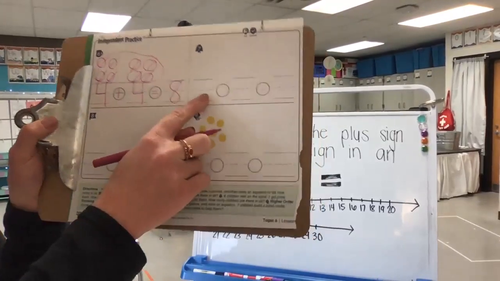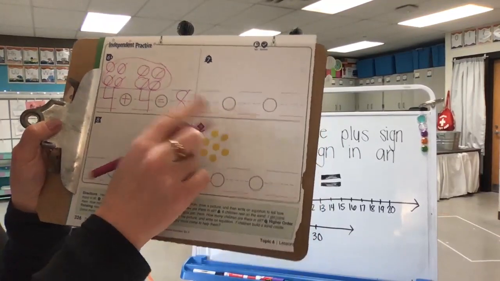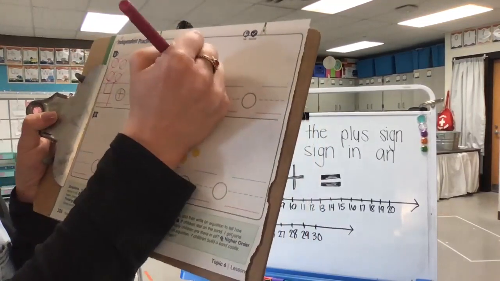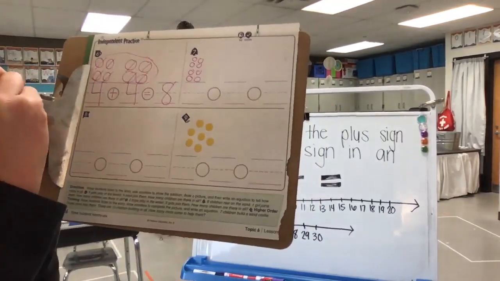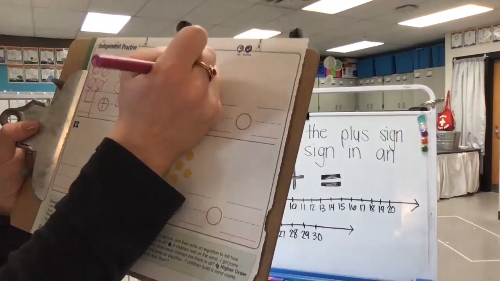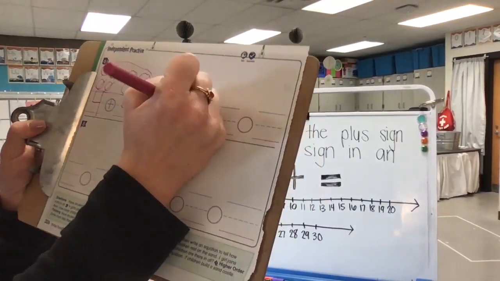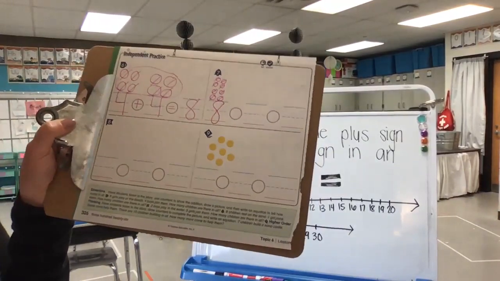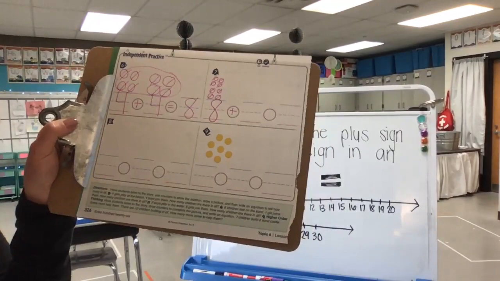So above the first line, we need to draw how many circles? 8. Ooh, let's draw small. 1, 2, 3, 4, 5, 6, 7, 8. Let's mark them out to make sure we have 8. 1, 2, 3, 4, 5, 6, 7, 8. Yep. So I'm going to write an 8 on the line. Then I heard that word join, so I'm going to put my addition symbol to show I'm adding.